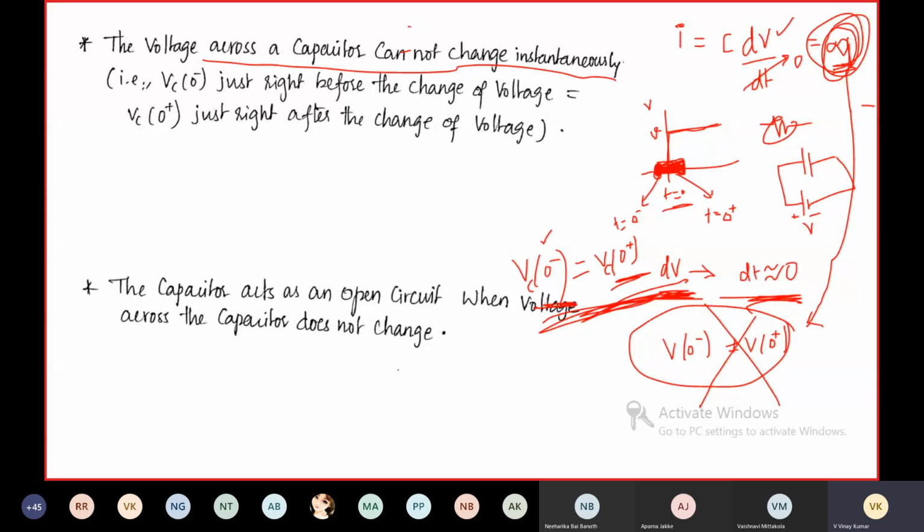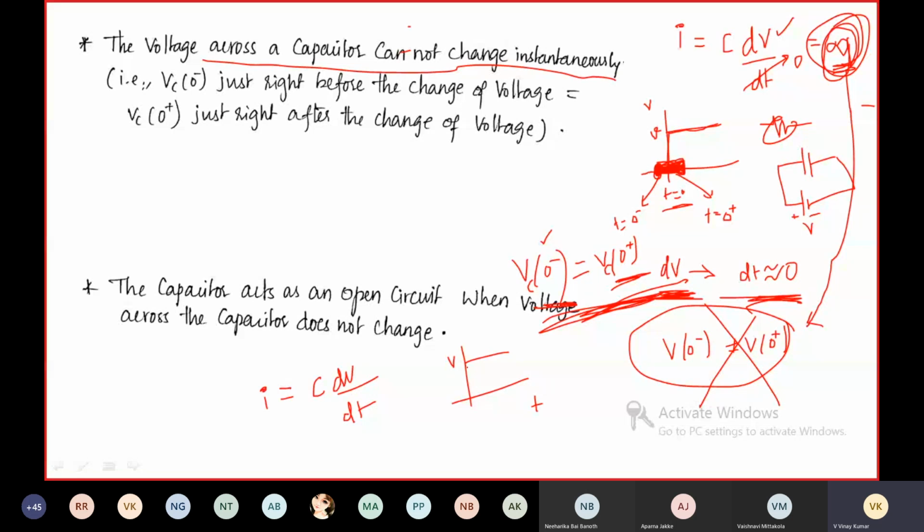Next, let me make one more statement. The capacitor acts as an open circuit when voltage across the capacitor doesn't change. You know, right? I is equal to C dV by dt. If applied voltage doesn't change with respect to time, means DC voltage, what will happen when a capacitor is subjected to DC voltage?